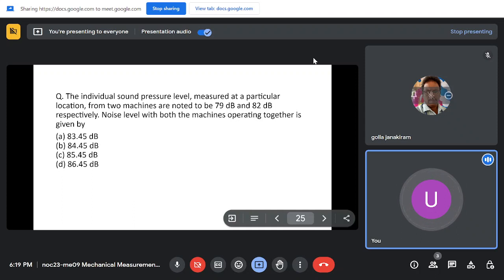So the next question is, the individual sound pressure levels measured at a particular location from two machines are noted to be 79 decibel and 82 decibel respectively. The noise level with both machines operating together is given by, so we have the individual sound pressure level measurements of two machines, which are 79 and 82. If you are operating them combined, what will be the noise level? That's the question. The options are given.